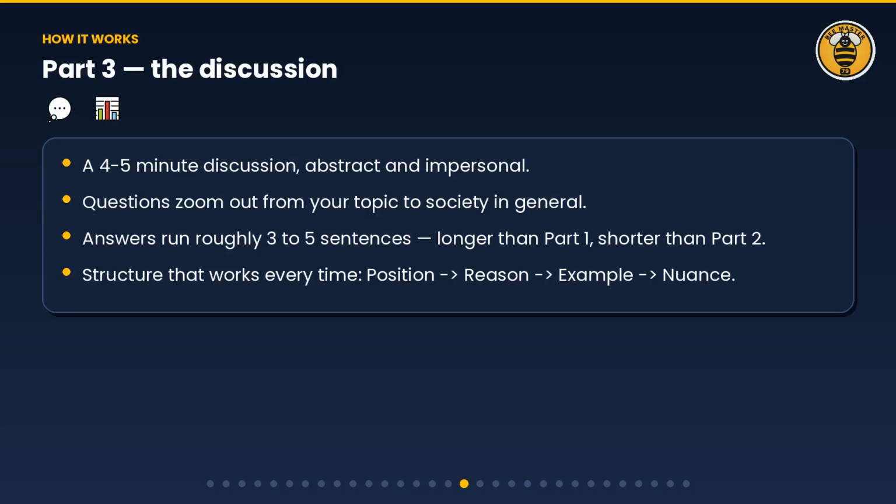Now part 3. The examiner drops the personal topic and zooms out to society. Answers here run roughly 3 to 5 sentences. The structure that never fails is: state your position, give your reason, add an example, then add a nuance or a limitation.